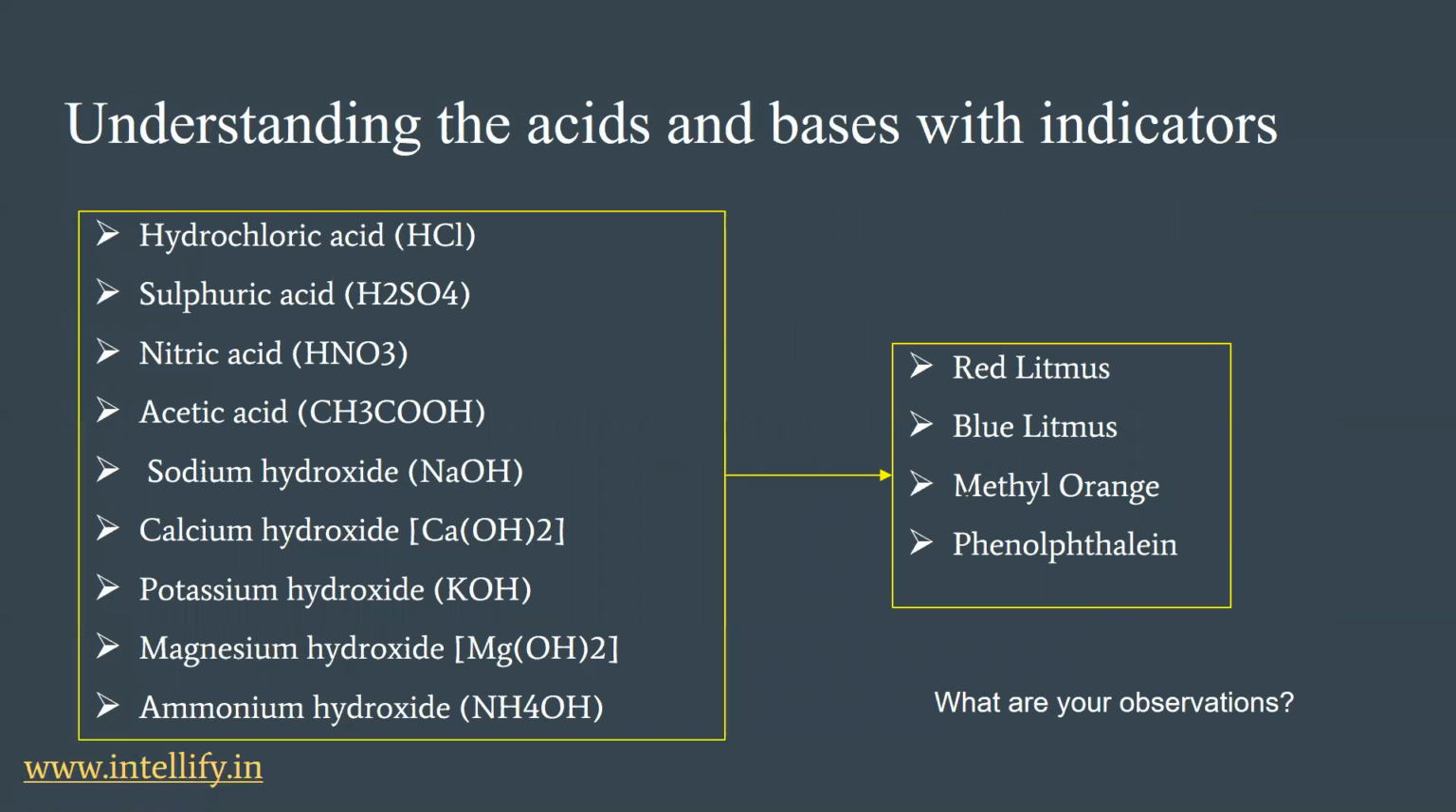Let us understand acids and bases with these indicators. I have listed certain acids and bases in the left box and I have listed four indicators in the right box. For example, I am going to take hydrochloric acid, 1 or 2 ml, in a beaker. I am going to use each one of these indicators in the hydrochloric acid and it is going to give us the inference whether it is an acid or base. Likewise I am going to do this for all the solutions listed in the box with all the indicators in the right side box. Let us see what the observations are.